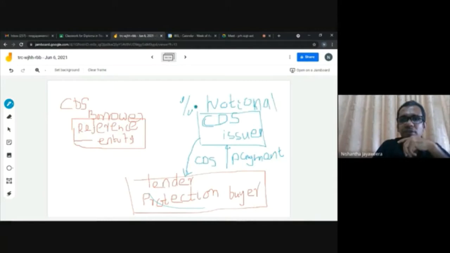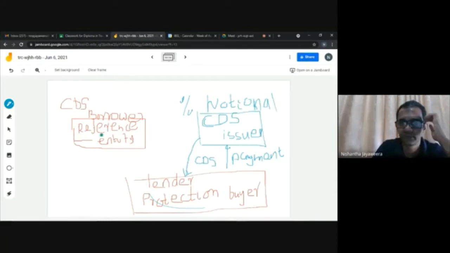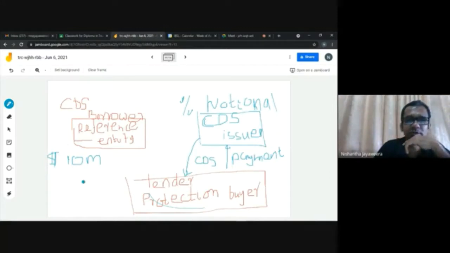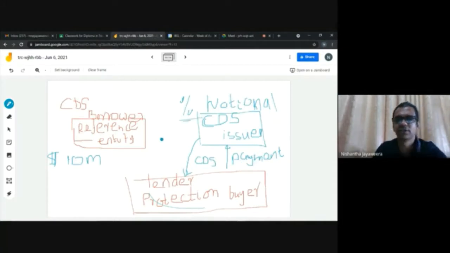The notional amount is the exposure to this party. Say they have lent $10 million, or maybe bought a bond worth 10 million with a face value of 10 million. So this is the notional amount. The payment is quoted as a percentage of that notional amount for a particular period.